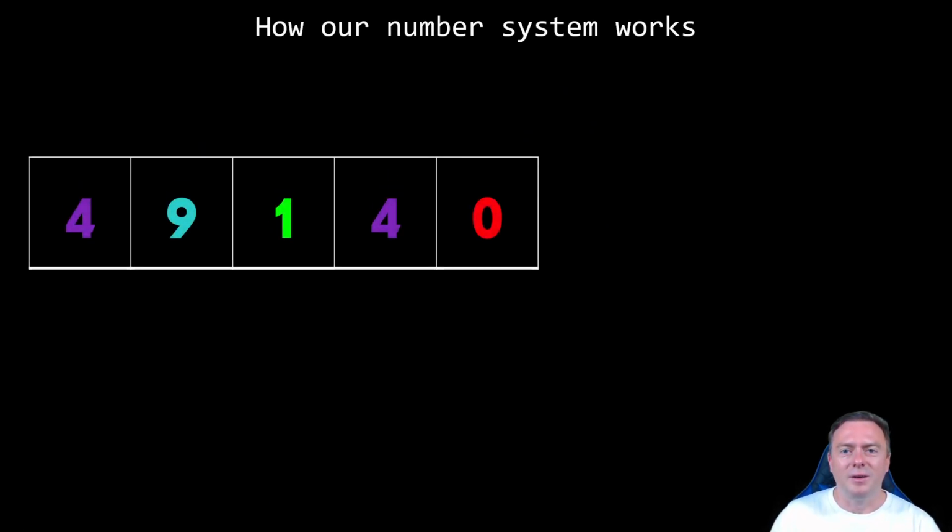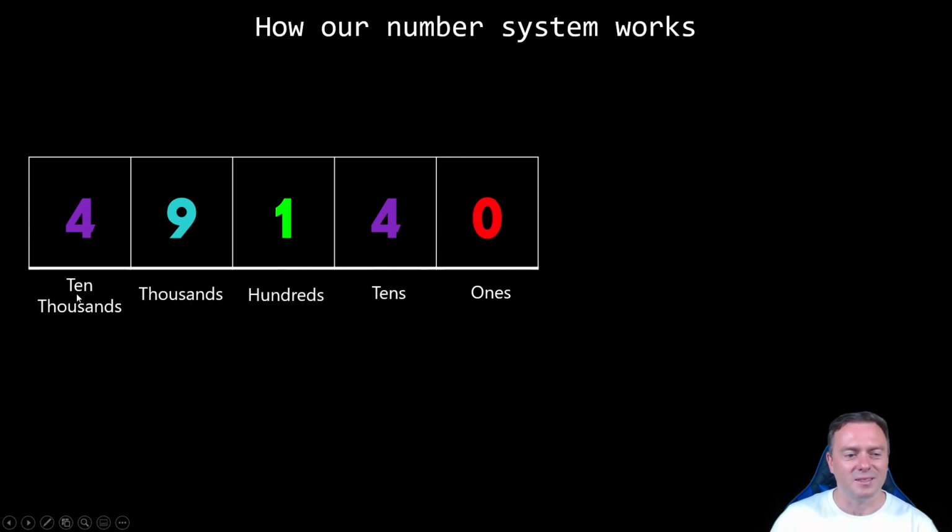So how our number system works, if we have 49,140, this would be the ones column. This column here is then the tens column, followed by the hundreds, then the thousands, and lastly the 10,000s. So up here we have 10 to the power of 0. This is the same as 10 to the power of 1, 10 to the power of 2, or 10 times 10, 10 to the power of 3, and the last column is 10 to the power of 4.